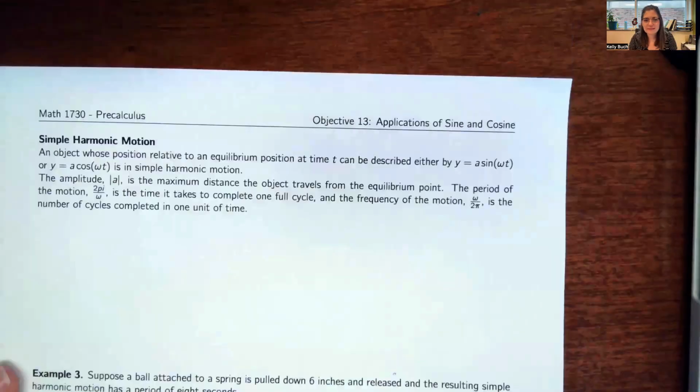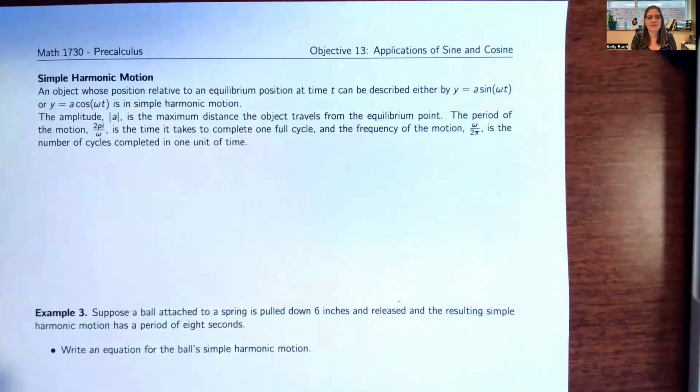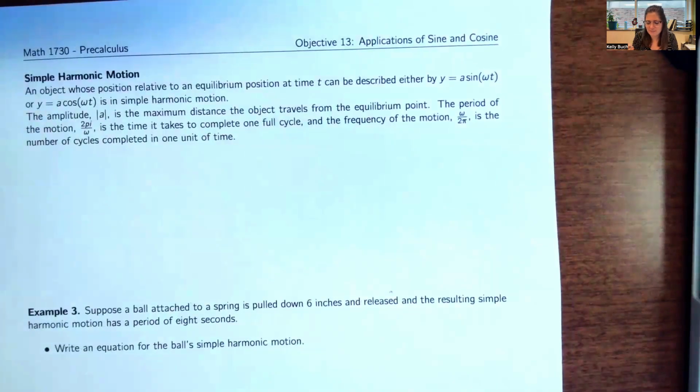Alrighty, there's one last thing that I want to talk about, and it's this thing called simple harmonic motion. This is a phrase that physicists use. They say that an object, where if its position can be described by a sine function or a cosine function, then we're going to say that's in simple harmonic motion. Let me just give you some examples of what they mean when they say that.